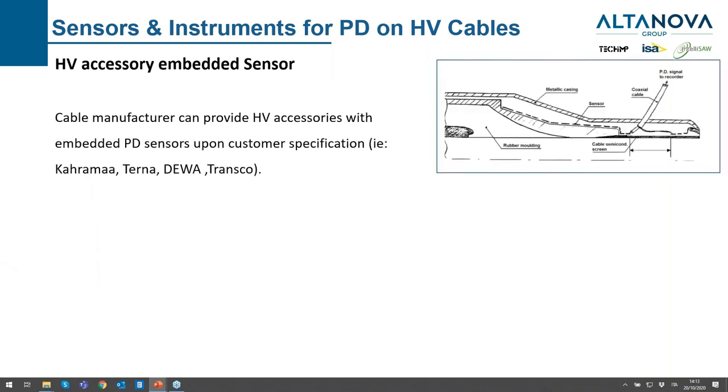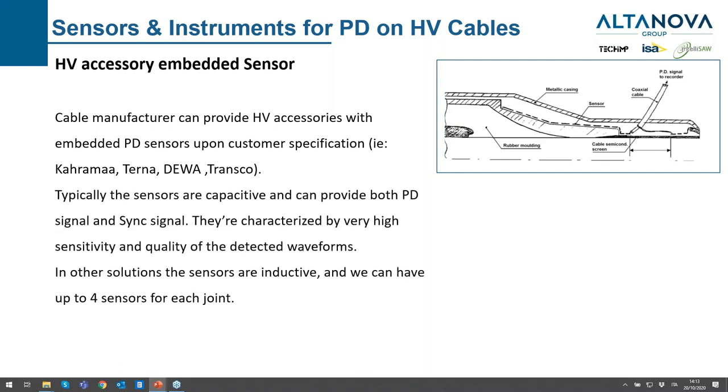Some cable manufacturers can provide the accessories with an embedded PD sensor. That's normally decided upon final customer specification, especially in the Gulf area. This is quite popular. Also in Terna, some of the 400 kV voltage connections have an embedded PD sensor for detection. Typically, these sensors are capacitive, so they can provide the testing engineer both PD signals and a synchronization signal.